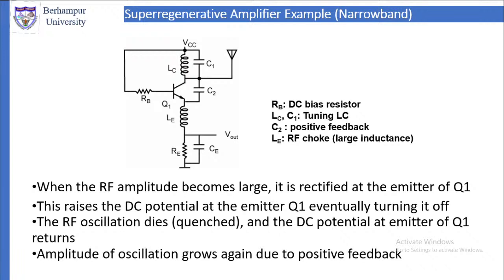So the process will continue. It will grow. Once it grows, the peak will come back to Q1, then it will be rectified, then Q1 will be switched off. Once it is switched off, there is no rectification, so the DC potential will come down, and the amplitude of oscillation will grow. So the oscillation ultimately will grow and decay. That is what the oscillation is.